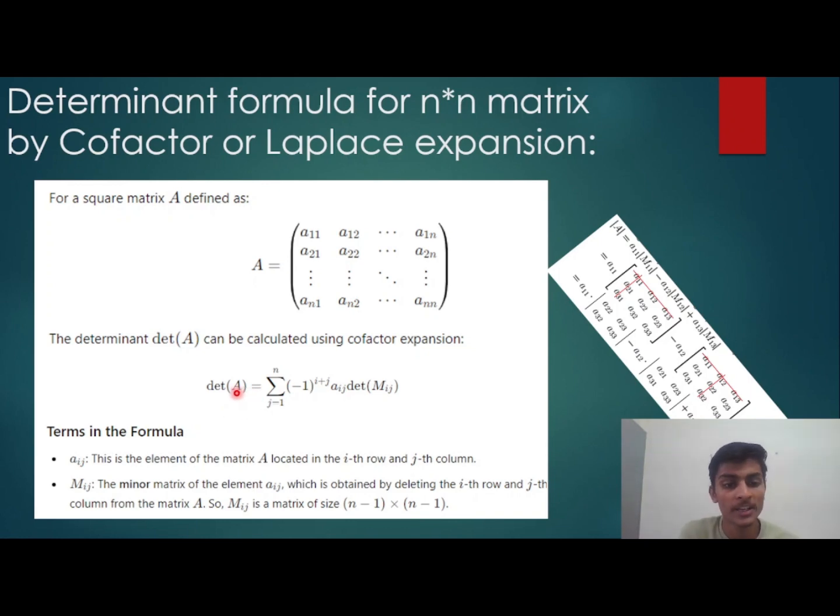When we expand the determinant along the ith row, the determinant of A is given by the jth element of the ith row multiplied by the determinant of the minor matrix of that element, multiplied by minus 1 to the power i plus j. The minus 1 to the power i plus j is for carrying the alternating signs in the expansion, and that's it. So let's move ahead.